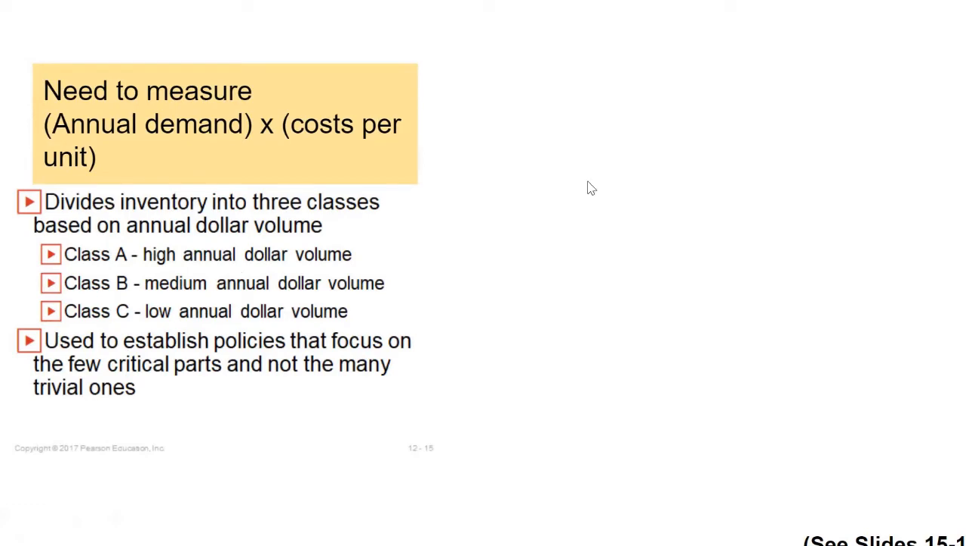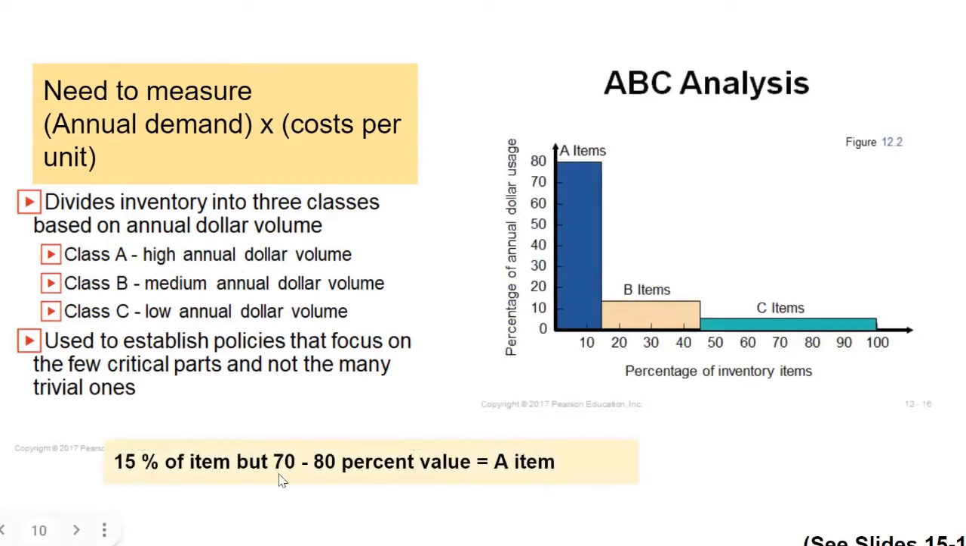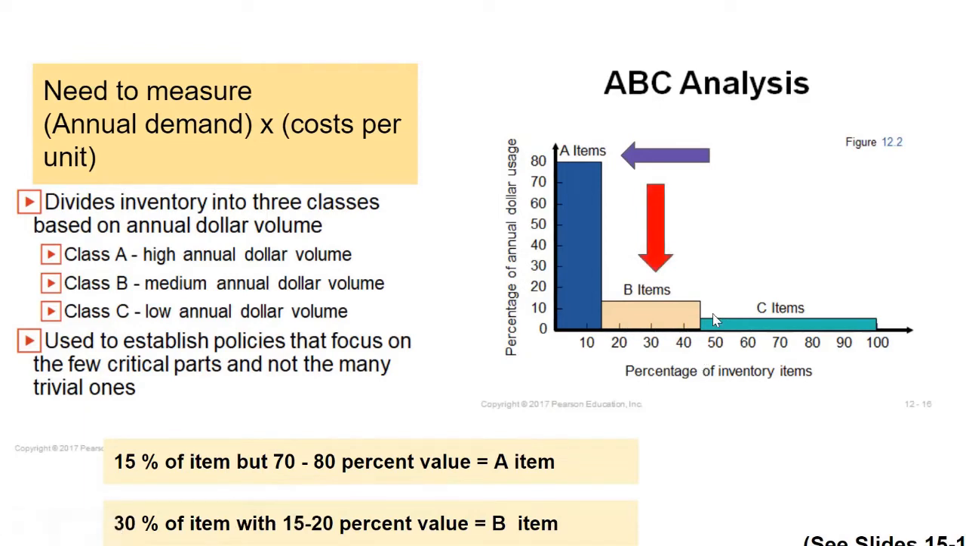So basically, 15% of items, this is general, 15% of items but having 70 to 80% of the value. So these are the A items. 30% of items have 15 to 20% of the value, which is this here on the y-axis. So these are the B items, and the remaining 55%. If you see here, there are many items which are low value.